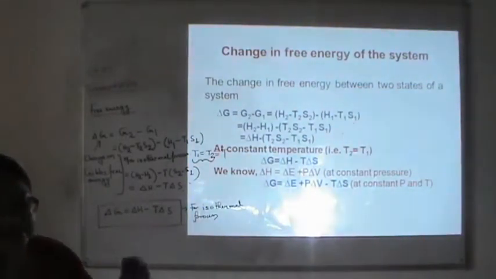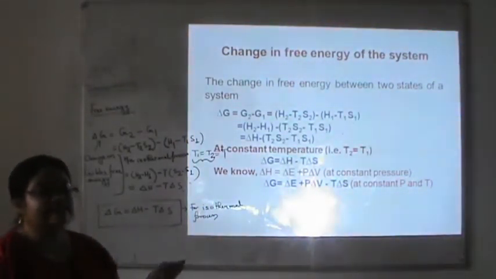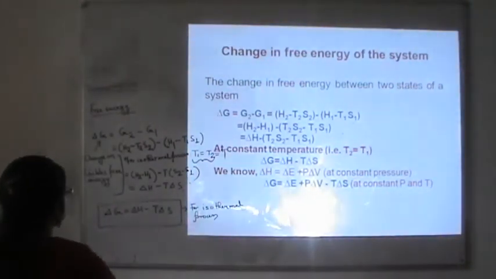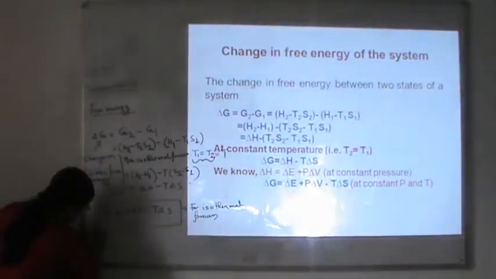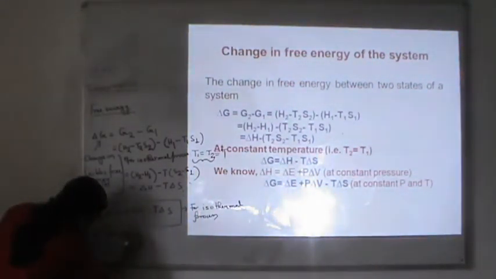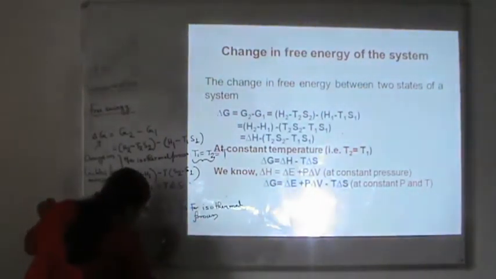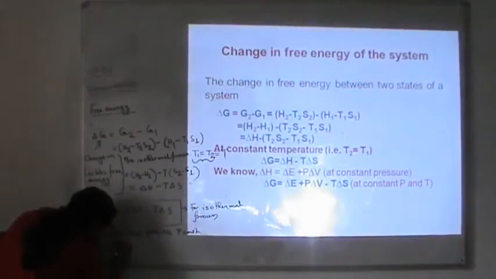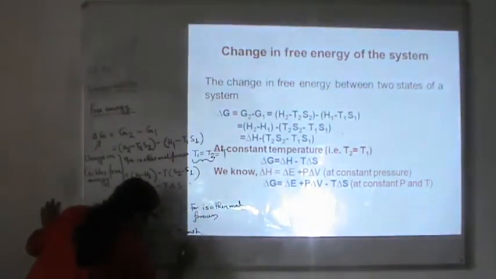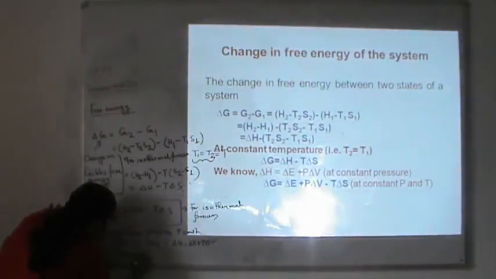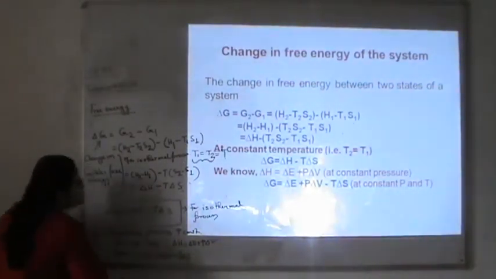Now for a constant pressure process, we write delta H is equal to delta E plus P delta V. So we write delta G is equal to delta H minus T delta S, and delta H is equal to delta E plus P delta V. So we write delta G is equal to delta E plus P delta V minus T delta S. So this is for constant pressure.